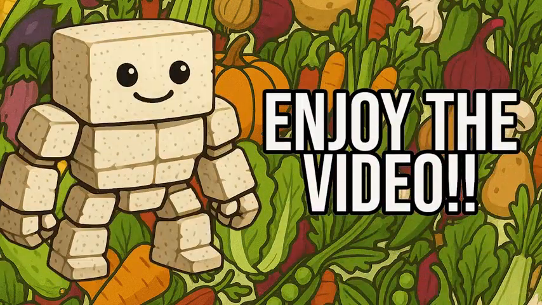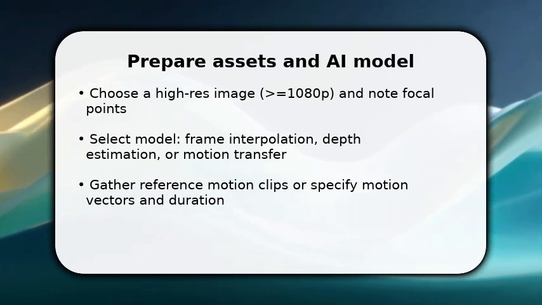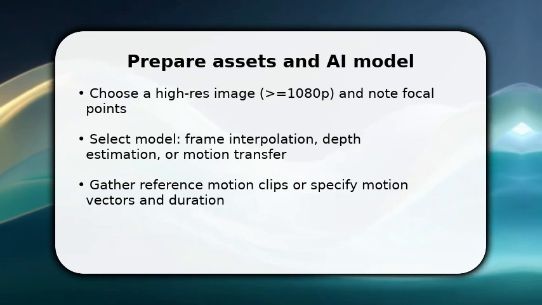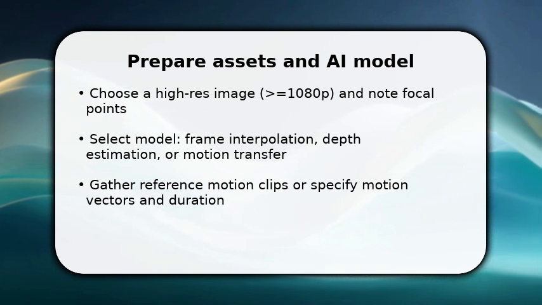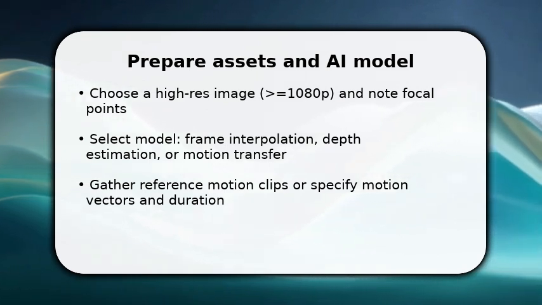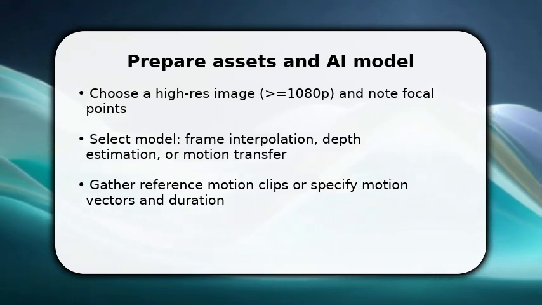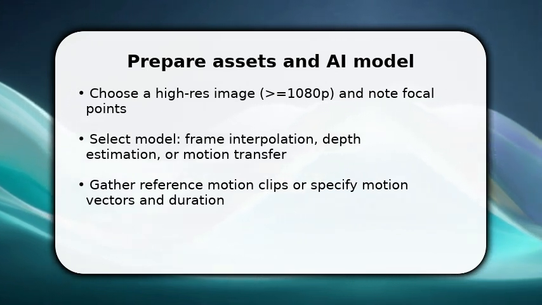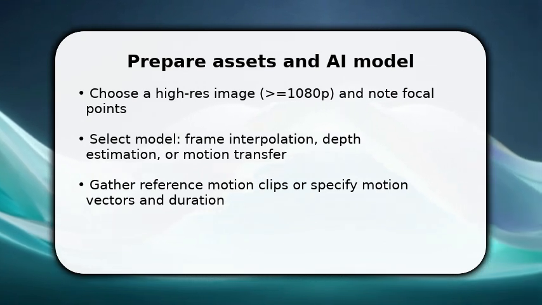Please enjoy the video. You start with the image and the minimal tools you need: a depth estimator and a motion generator. First, create or confirm a depth map so the software can separate foreground and background. This gives parallax. Then supply a short motion reference or sketch motion vectors because models need direction and speed. Once done, set your output size and frame rate. 24 to 30 FPS is standard. Make sure to save intermediate files for faster iteration.